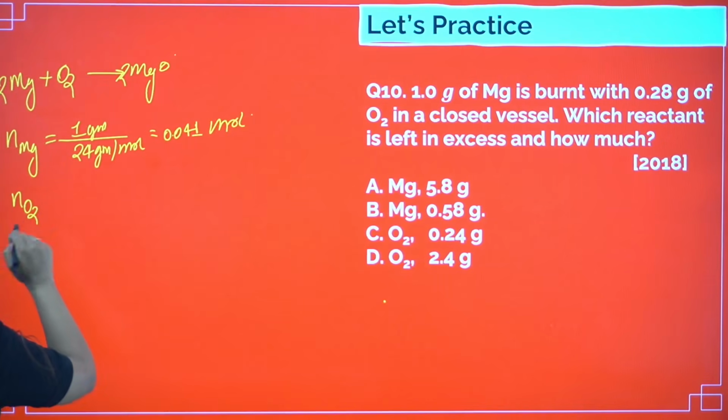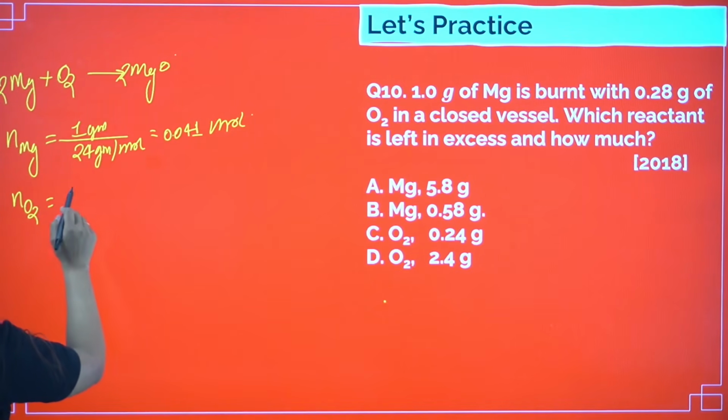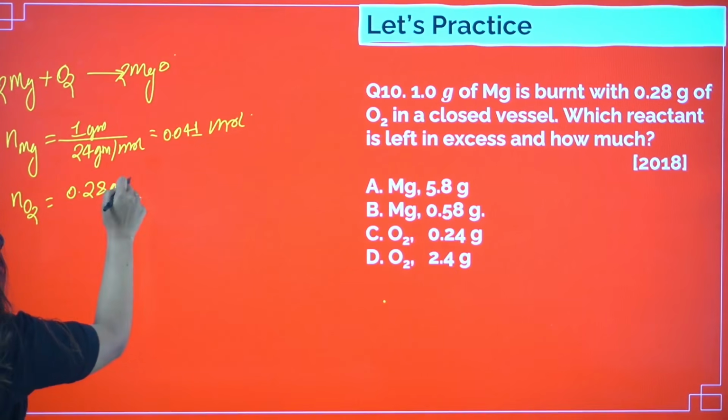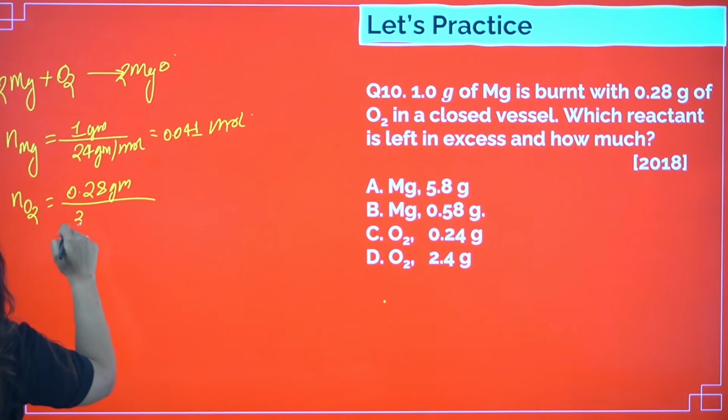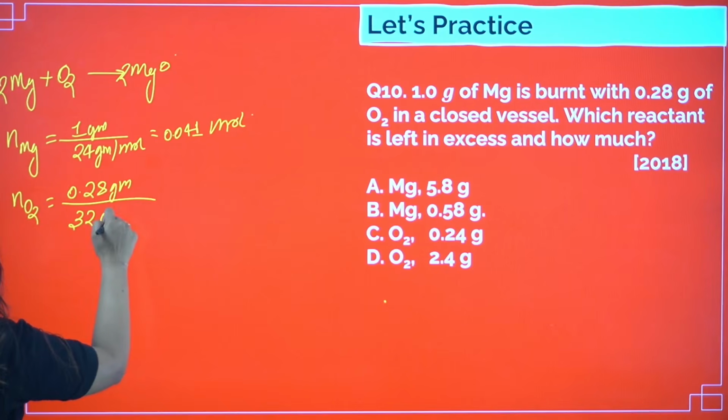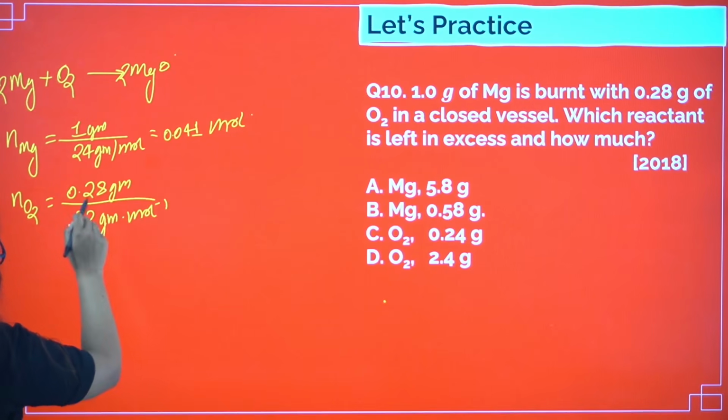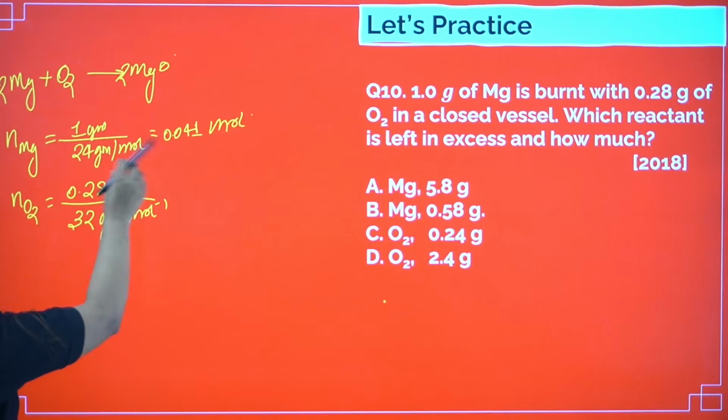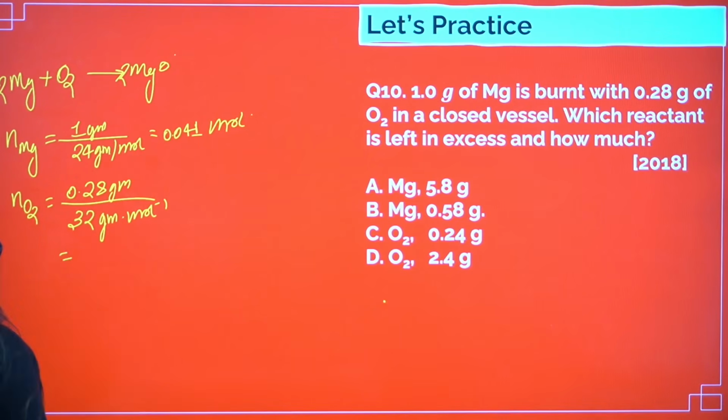Now the number of moles of oxygen: they gave 0.28, and the molecular weight is 32 gram per mole. Again, here you can just take it as 280 and divide by 32. Your value should be something like 87, so 0.0087 mole. Fine, so we got the number of moles.